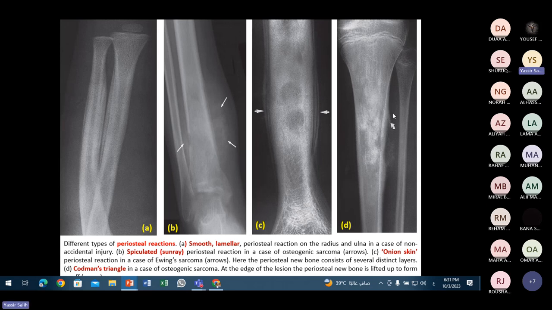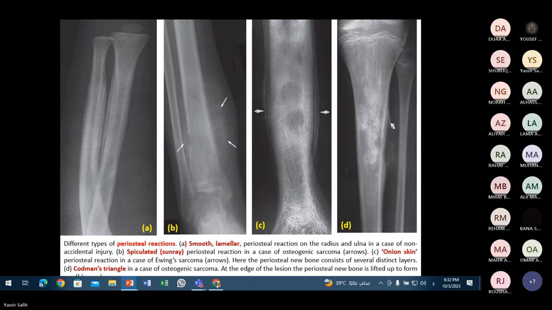In this one you can see the Codman triangle we talked about, which is going to be seen in osteosarcoma. At the edge of the lesion, the periosteum is lifted up from the cortex or the normal bone. Notice that in this area it is lifted from the normal bone, forming a small Codman triangle, commonly seen in osteosarcoma. So these are the commonest periosteal reactions. It could be caused by trauma, neoplasm or infection, and there are many appearances of this periosteal reaction.